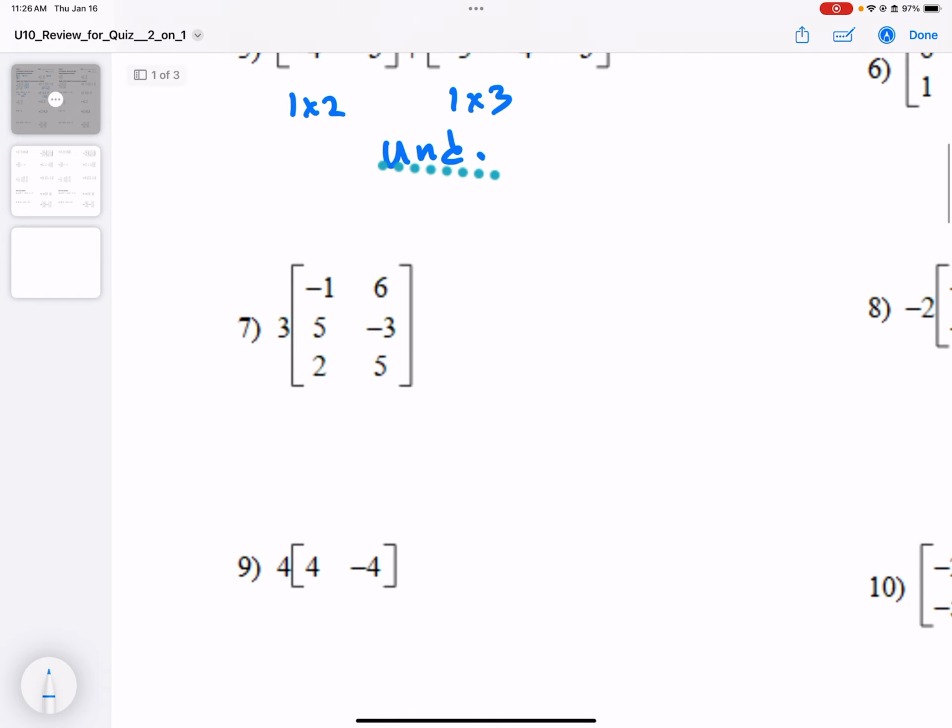Number 7, scalar multiplication. So we're going to multiply 3 times every element. So 3 times -1 is -3. 3 times 6 is 18. 3 times 5 is 15. 3 times -3 is -9. 3 times 2 is 6. 3 times 5 is 15.